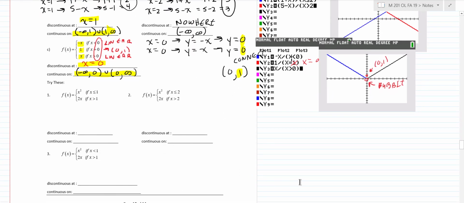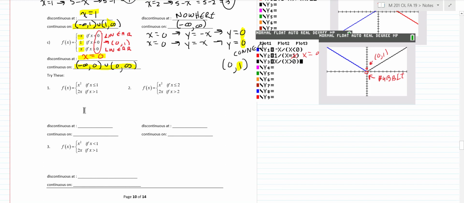Okay, so what I want you to do is go ahead and pause the video and do these three problems without your calculator. And you can use your calculator to verify if you want to. Now, let's see, I think I had something on here that I intended to be a little bit different. Let me see if I remember what this was.